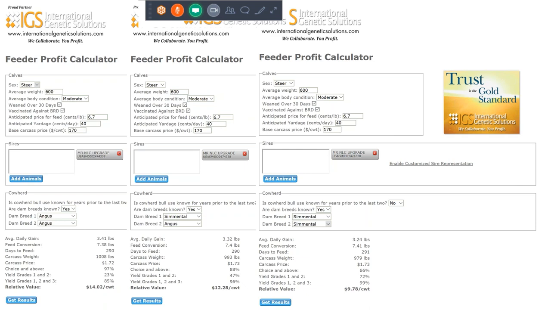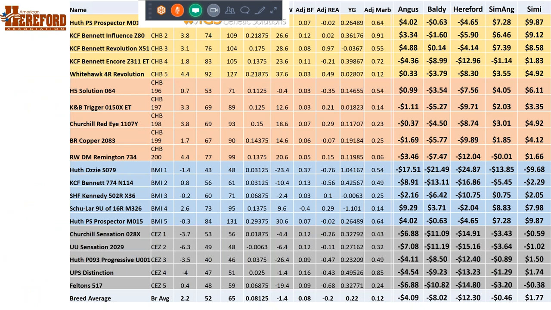There's a lot of numbers, so I apologize. But let me tell you what you're looking at. We have recently shared this with some non-IGS breed associations because we want them to know that we're going to evaluate their cattle. We have the capacity to do that, and we want them to be comfortable with what we've come away with.